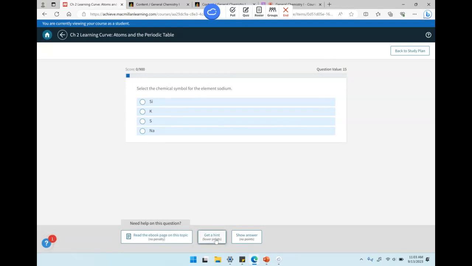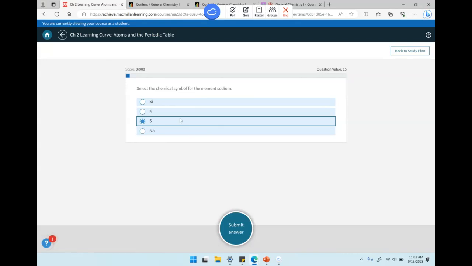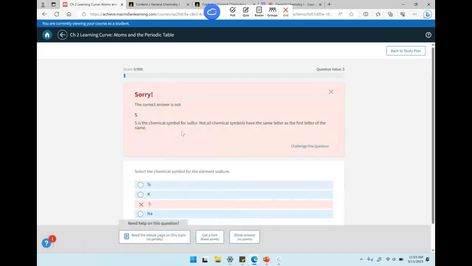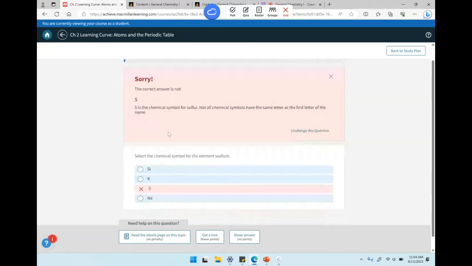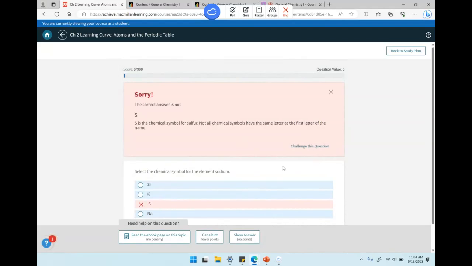You can get a hint, which will reduce the number of points, or you can have them show you the answer if you don't know it, and that's no points. If you click the wrong answer, it doesn't take away any points, you just don't earn any. So it'll keep giving you these questions as you go through it. So if you don't get a 900, it will not show that you completed the assignment. So you can try again, or you can move on, and then it'll give you more questions to go through.